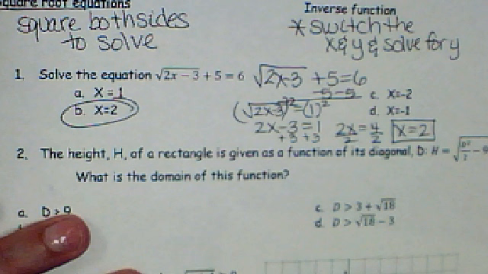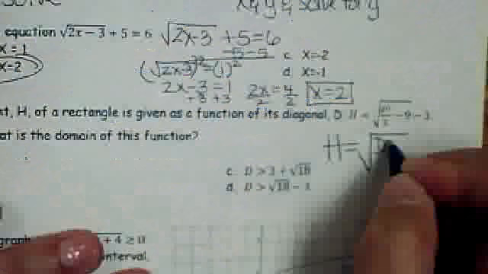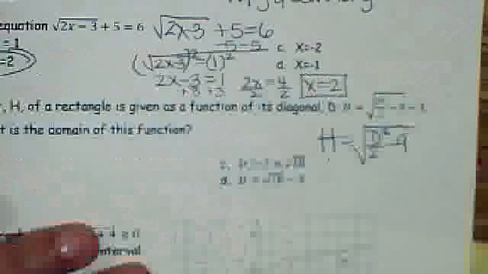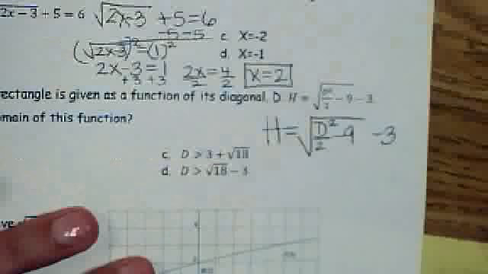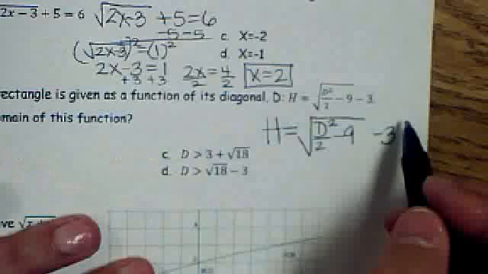Number 2, the height of a rectangle is given as a function of its diagonal d. And there's a formula here, and again, I know it's going to be hard to see, so I'm going to rewrite it. It's h equals the square root of d squared divided by 2 minus 9. All of that is underneath the radical sign. And then minus 3 out here. So that's our function. You need to make sure you write that down.